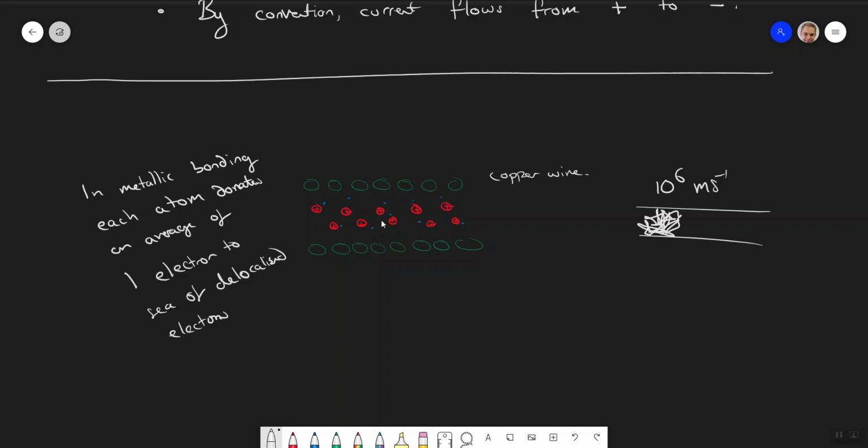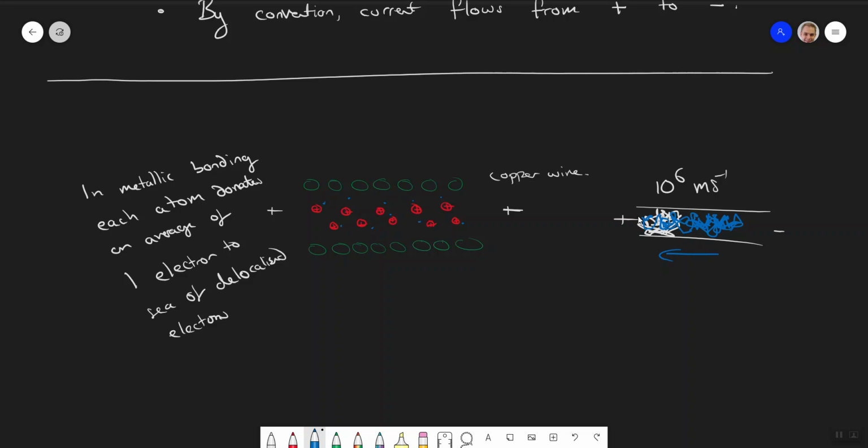However, if we hook this up to a battery, with this end negative and this end positive, our electron will still have this really random motion, but over time it's going to drift in this direction, and that is what makes the current.